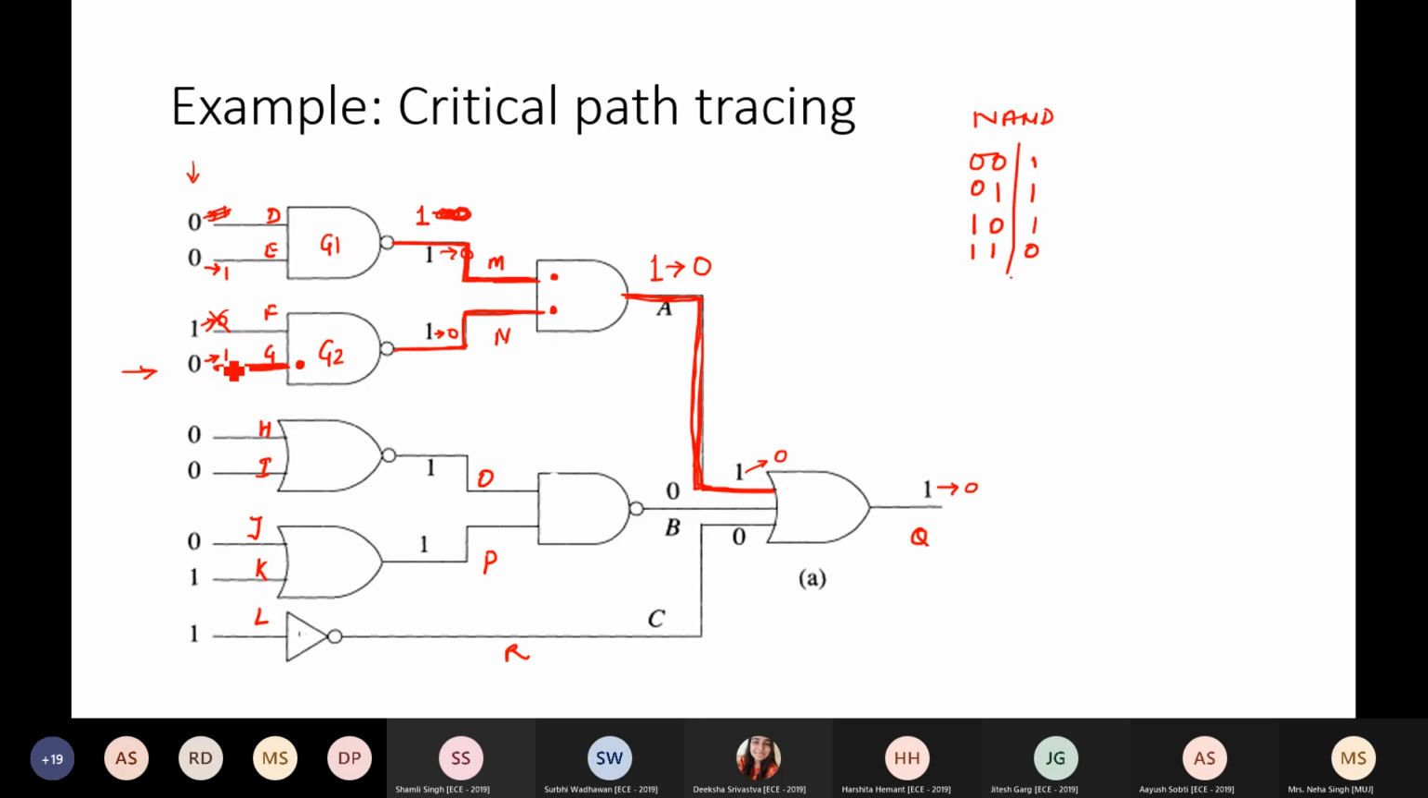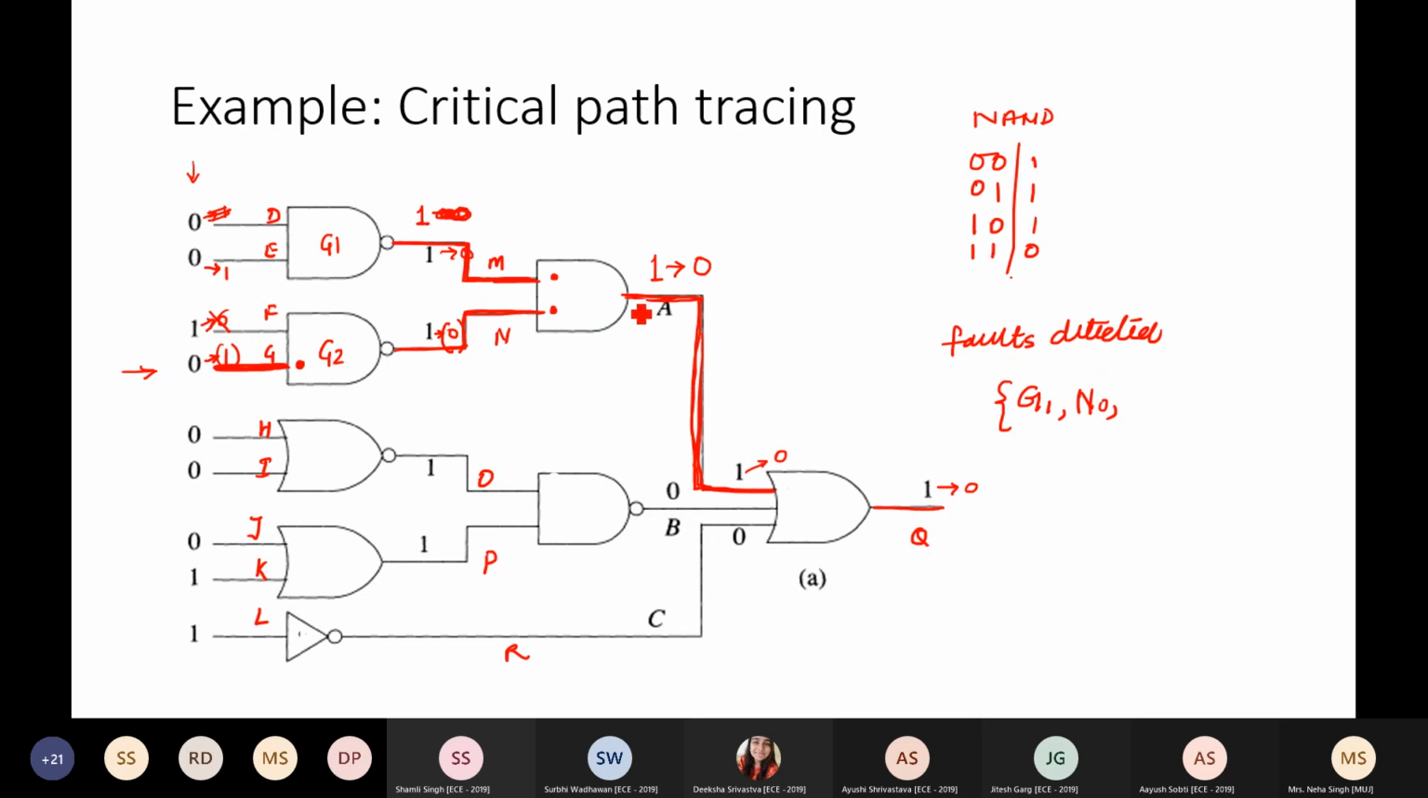So if G is stuck at 1, if there is a faulty 1, then this critical path will propagate it to the primary output. Therefore, the fault that is detected is G stuck at 1. What other fault? Move forward. This is your wire N. Wire N's actual value is 1, and due to the fault propagation, the value may go to 0. Therefore, N stuck at 0 is the next fault that can be detected.